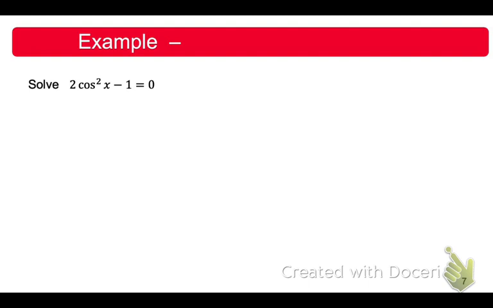Okay. So I have 2 cosine squared of (x) minus 1. I would suggest putting those parentheses around that x so you know what you're taking the cosine of. So what should I do first? Add the 1 and divide by 2. Can we do that all at one time? Yeah. Okay. Add the 1, divide by 2. So I have 1/2.